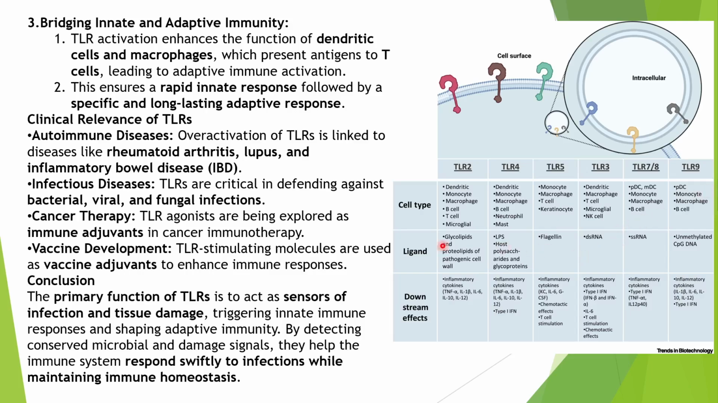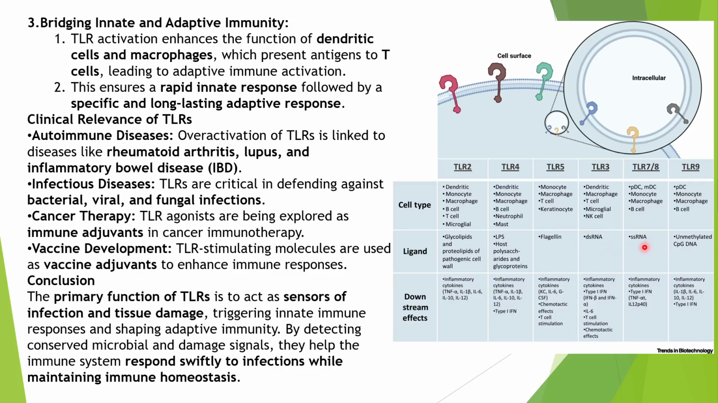Then the ligands for them are glycolipids, proteolipids and pathogenic cell wall for TLR2. For TLR4 it is LPS, host polysaccharides and glycoproteins. Then TLR5 is flagellin. Then TLR3 is dsRNA.